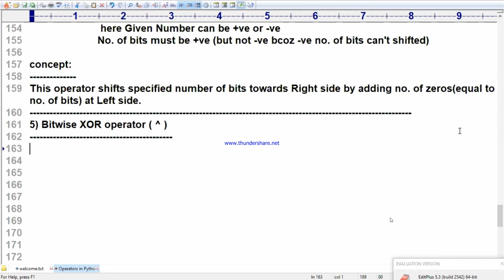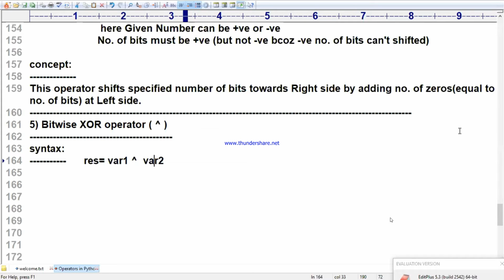How this XOR is working. Syntax, I am going to talk first. Look at the syntax: result is equal to variable 1, the cap symbol, that is the XOR symbol, variable 2. Res is equal to variable 1 XOR variable 2.